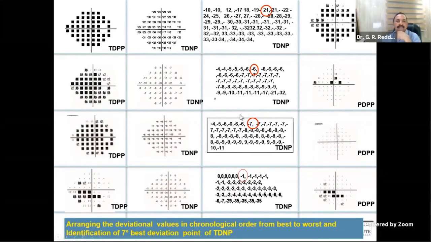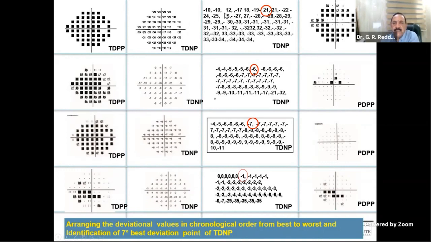So, take for example, they are arranged in a chronological order. This is the 7th best deviation point. Out of the 54 points in 24-2, 2 points are eliminated. Therefore, there are 52 points. The 7th best deviation point comes to around 15% of points. Our main aim is to remove a generalized depression.